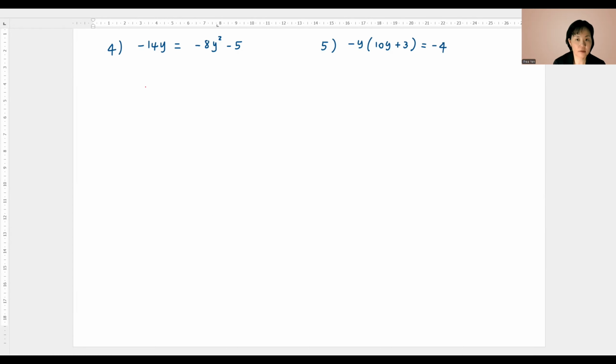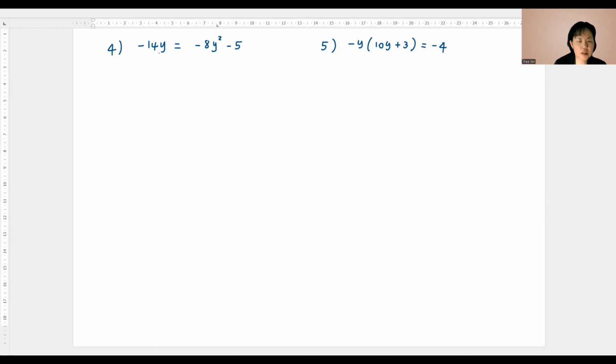So that's my answer. I have two quadratic equations. I'm going to solve them, not simplifying the expressions anymore. We're going to solve them, meaning I have to find y values for questions 4 and 5. Let's have a look at question 4.